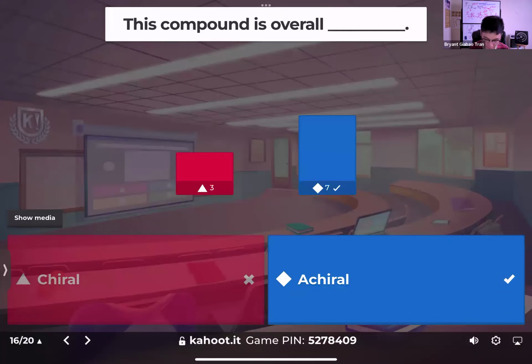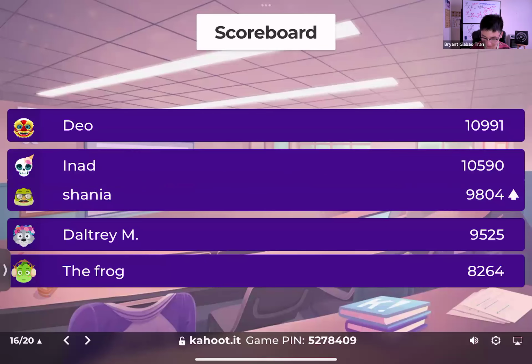Overall achiral because there are no chiral centers at all. No chiral centers, automatically achiral.